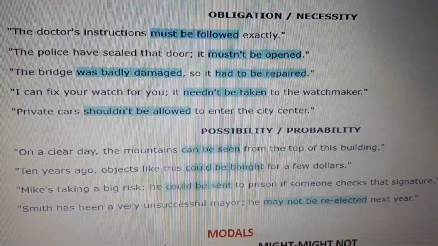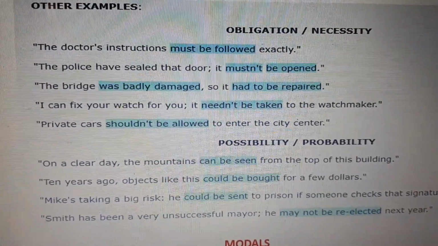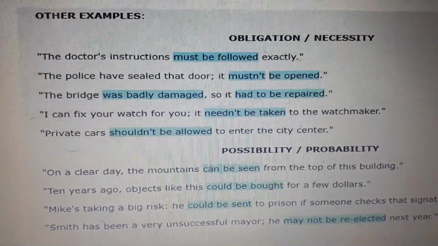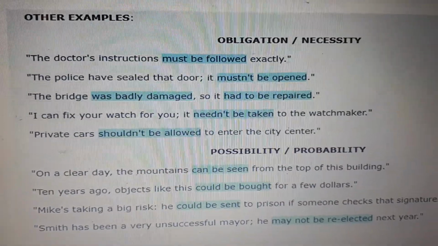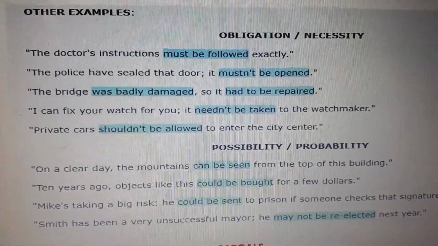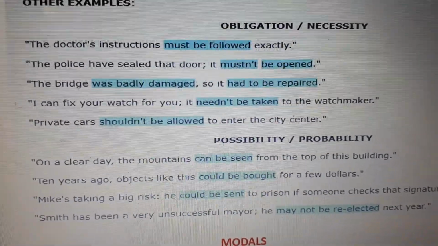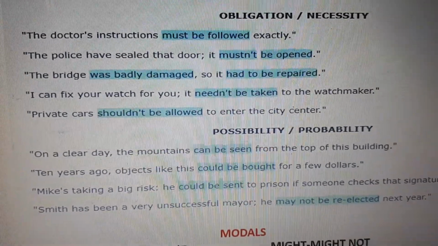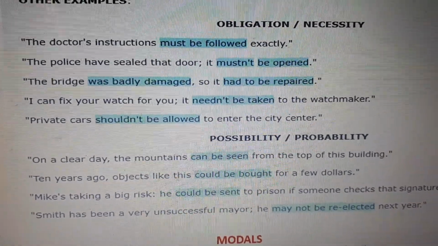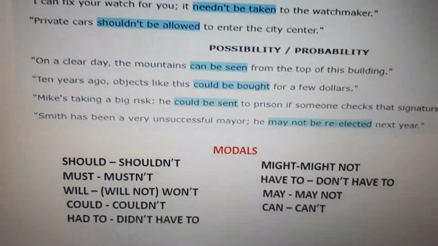It says the doctor's instruction must be followed exactly. Must is the auxiliary, be is the verb to be in the base form, and followed is the action in past participle. And the same happened with the rest. In the other one, we are working with mustn't, or with had to, or we shouldn't, etc. Okay, positive or negative. And then I just add more information.